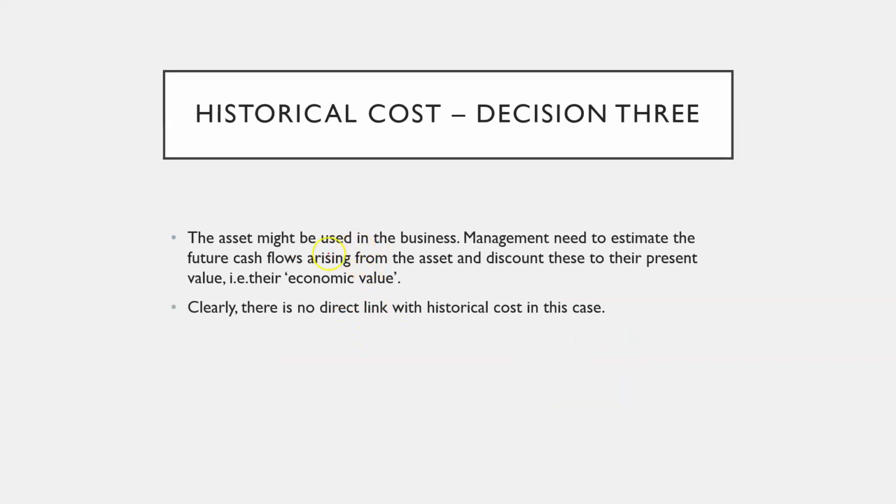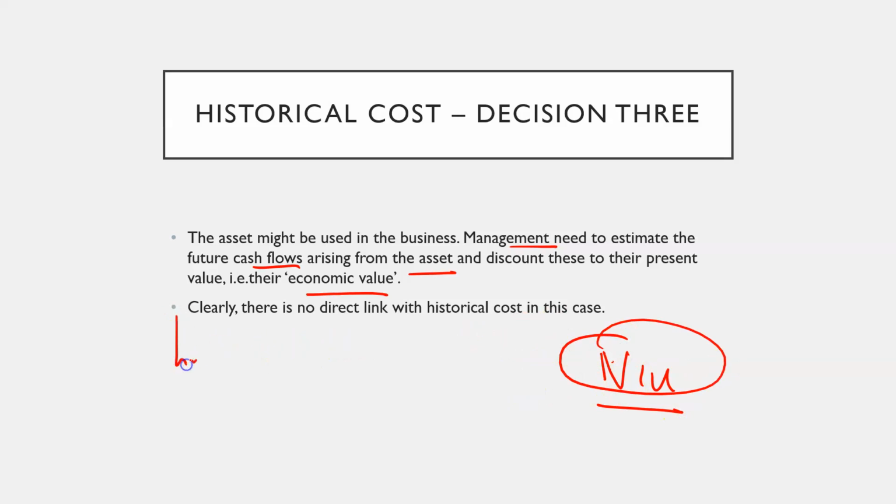And finally, this feels like a value in use type approach, where management might need to estimate the future cash flows arising from the asset and discount this to their present value. So we're dealing with new types of assets, for example, and sometimes you find a discrepancy between this idea of value in use and the historical cost, written down over a period of time.